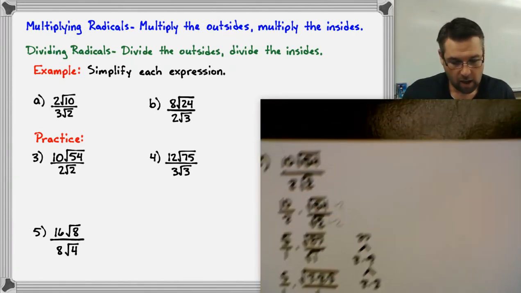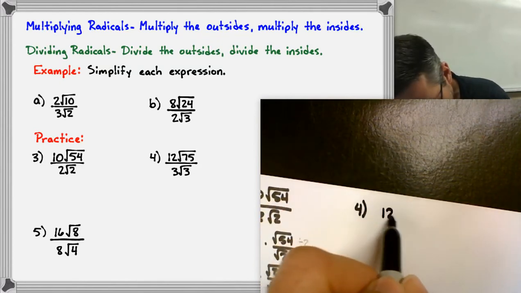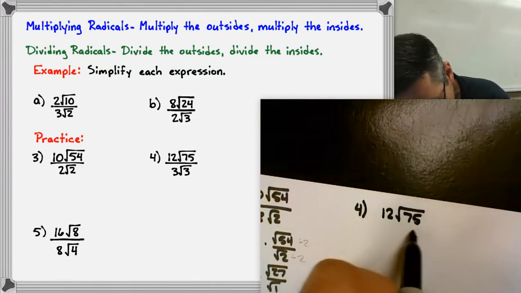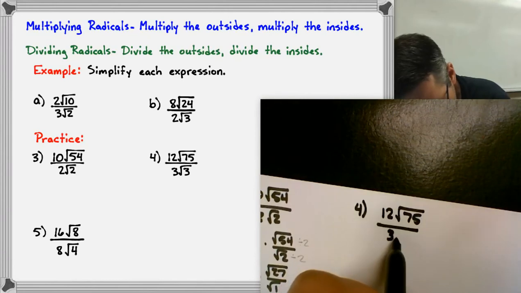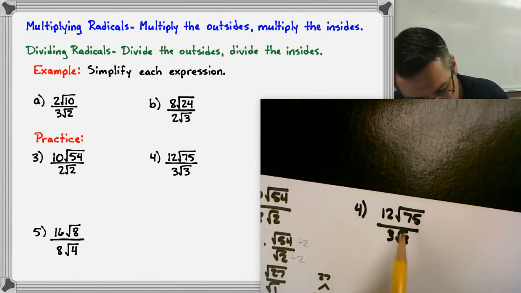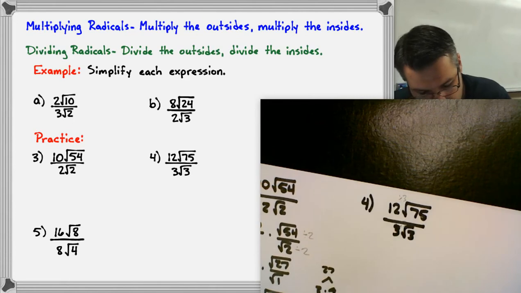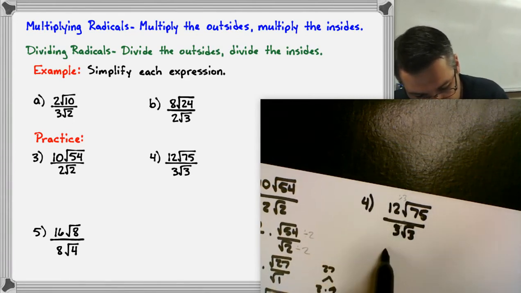All right. Number 4, we have 12 radical 75 over 3 radical 3. So here's what I'm going to do just to quicken this up a little bit. The outsides both reduce. I could reduce the 12 by 3 in the same way that I could reduce the 3 by 3. So when I divide both of those by 3, I get 4 over 1.